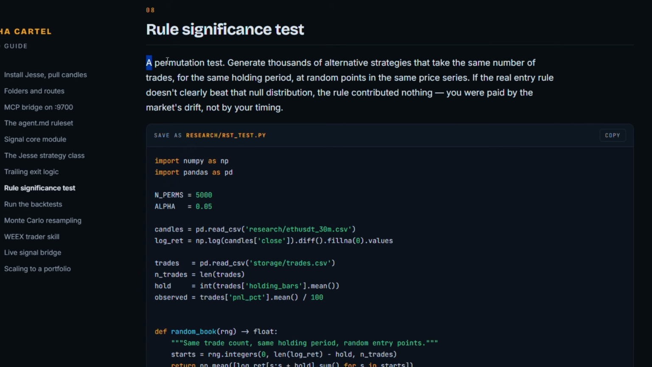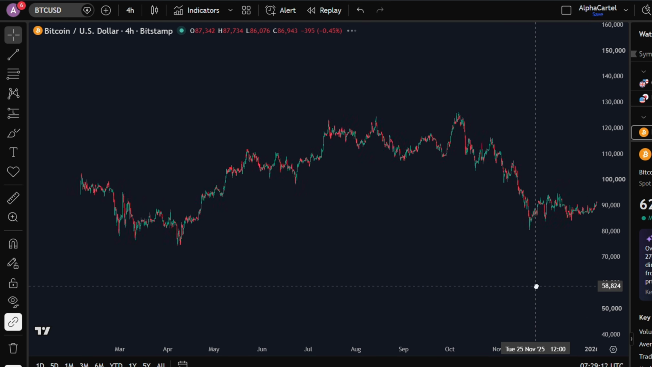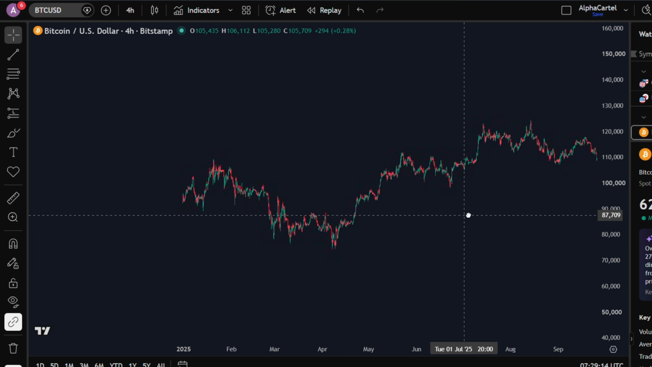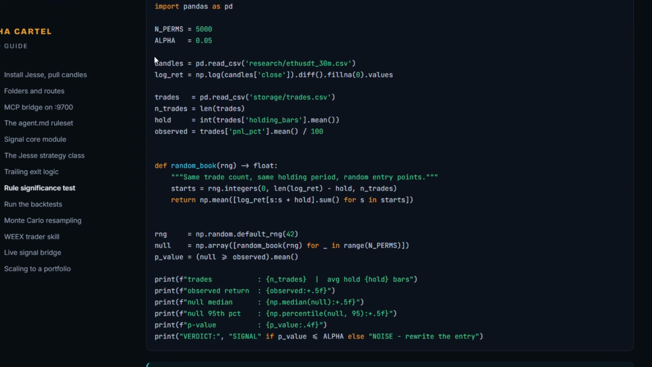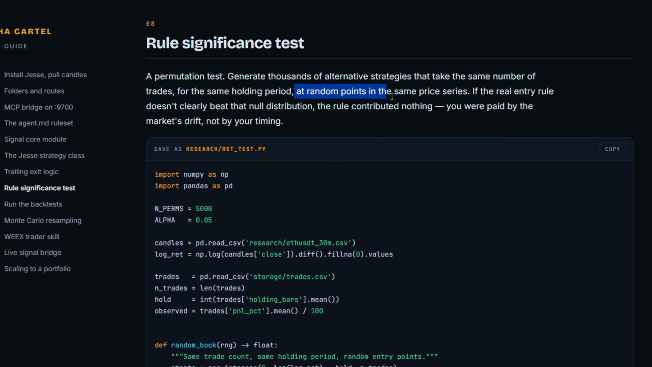It's a permutation test. The strategy took some number of trades with some average holding period and produced some mean return. So generate thousands of alternative strategies that take the same number of trades for the same holding period at random points in the same price series. Those form a null distribution. If the real rule doesn't clearly beat it, the rule contributed nothing. You were paid by the market's drift, not your timing.